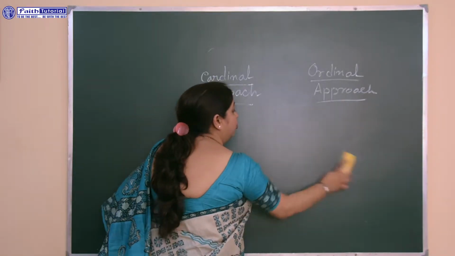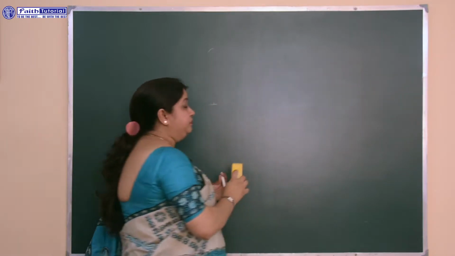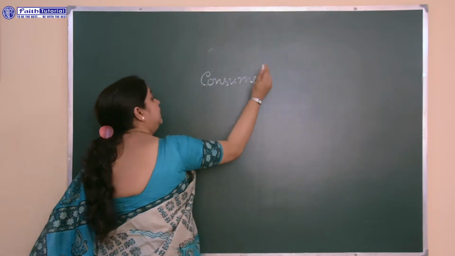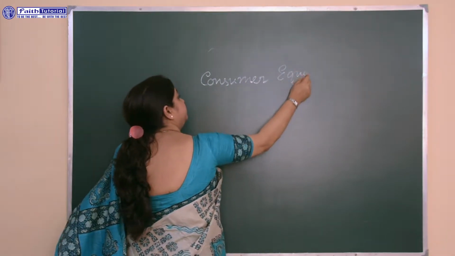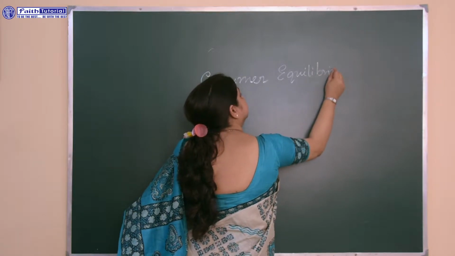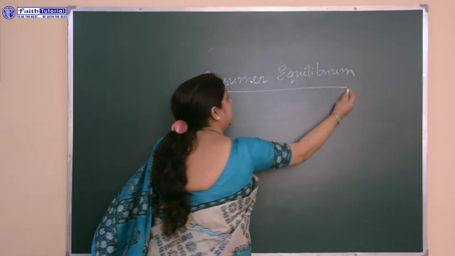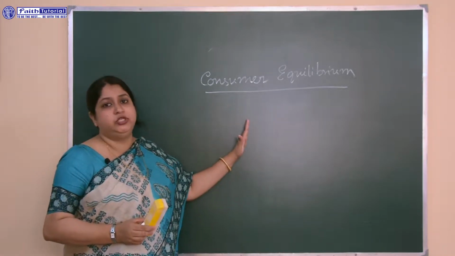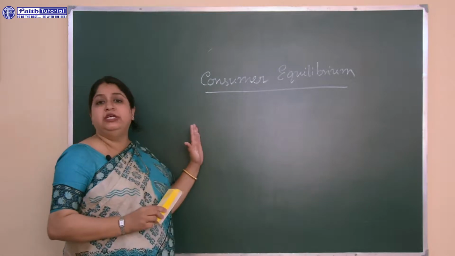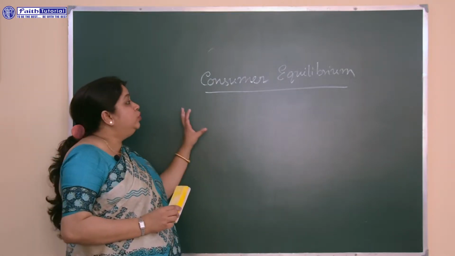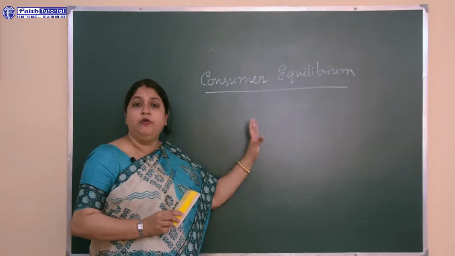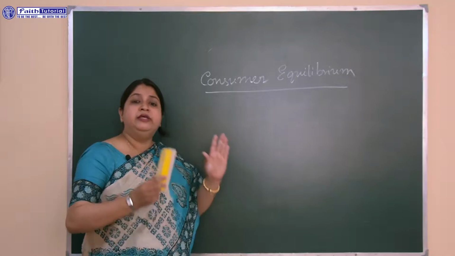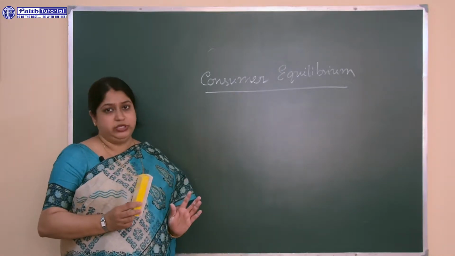So first we have to know what is consumer equilibrium. Equilibrium means a position or a situation where the consumer's utility will be maximum. So the consumer has to reach a situation or position where his or her utility will be maximum within his budget or within his resources.